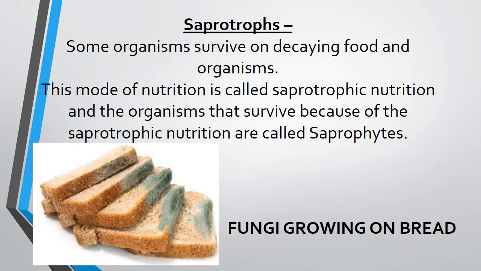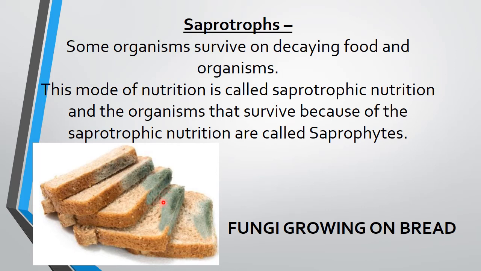And next what we are going to see is saprotrophs. Saprotrophs are also non-green plants. Examples we can say are mushroom, yeast, bacteria, fungi. You can see in this picture the fungi growing on bread. So how do they take food? The saprophytes get their food from dead and decaying organic matter.